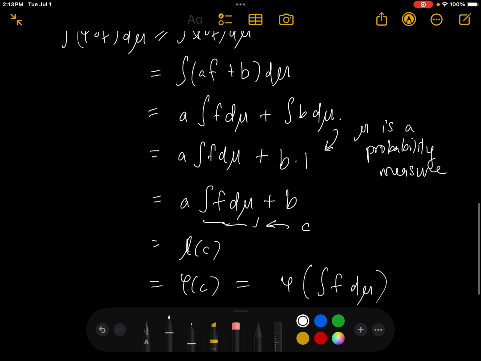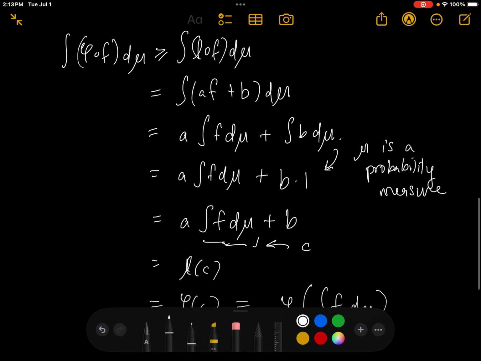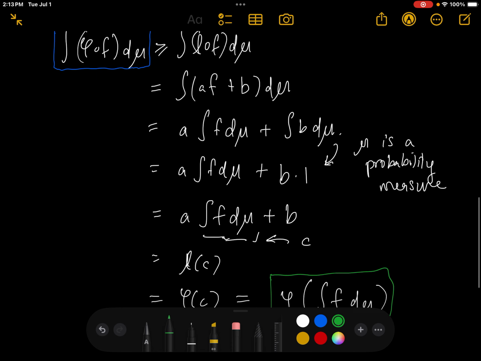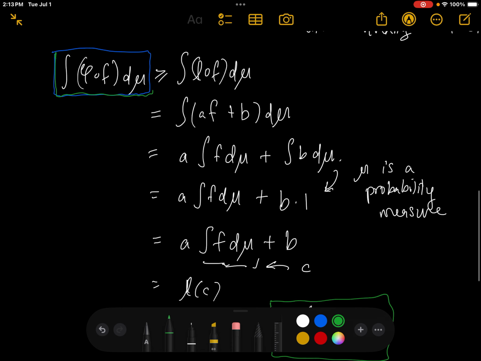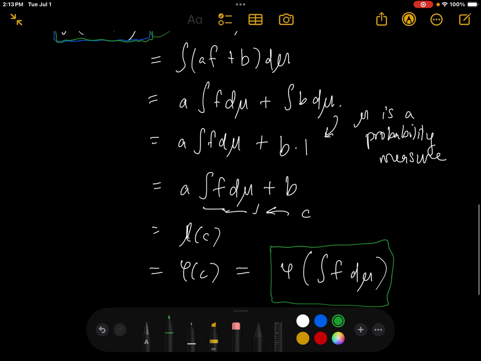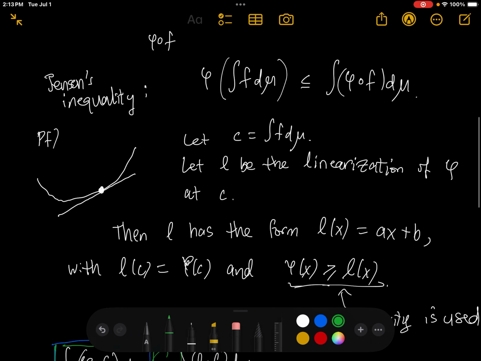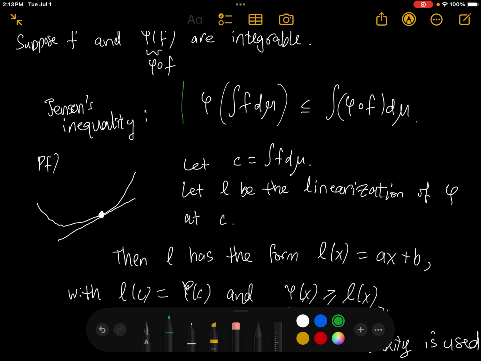And so when you put it all together, you see that this quantity is greater than or equal to this quantity. Let's use a lighter color. Right. This greater than or equal to that, which is exactly what Jensen's inequality says. So that's the proof of Jensen's inequality. So really a very simple proof.